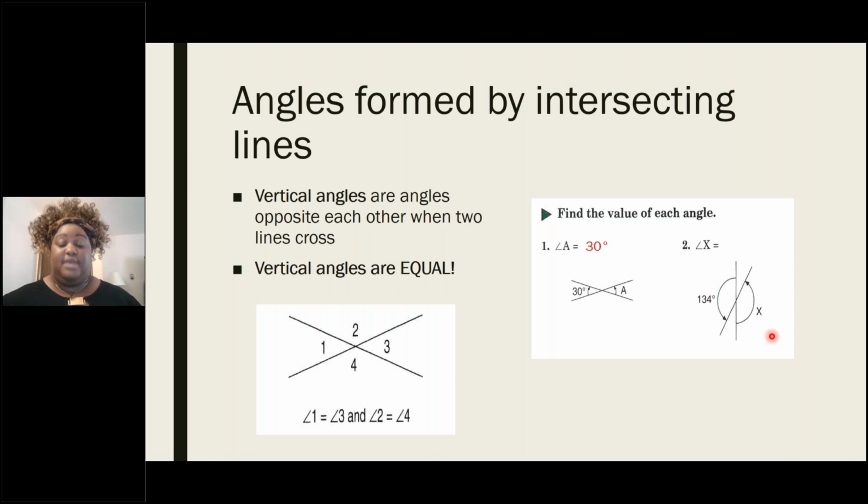Looking at number 2 here, I have two crossing lines again. It may look a little different, but they still cross. And I have this obtuse angle, which is 134 degrees. They want to know, what is angle X? Even though it's shaped a little differently, these angles are still opposite each other, which lets me know that they're equal. So angle X is 134 degrees. Okay, so let's go on.